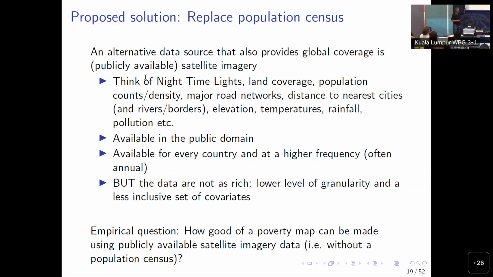So what we try to do here is we pick a country, in this case Malawi. We built a poverty map using the ELL approach, using what we think is the richest possible data set you could use to build a poverty map. Then we ignore the population census entirely. We do a whole new poverty mapping exercise where we combine the same survey now with remote sensing data, and then we start comparing the two maps and see how good of a job we can do by replacing the census with remote sensing data. That's the idea of this project in a nutshell.